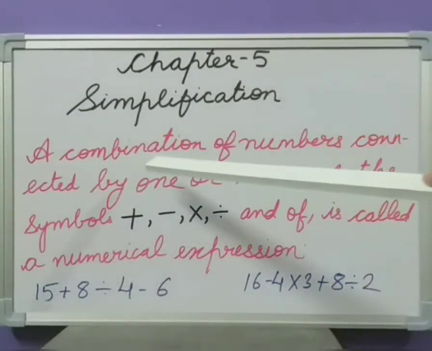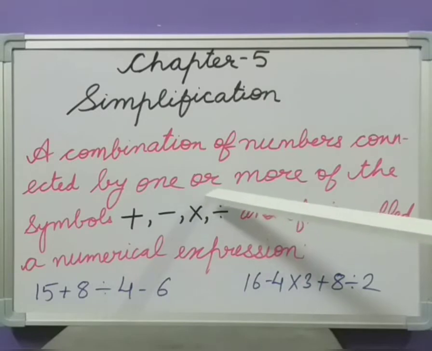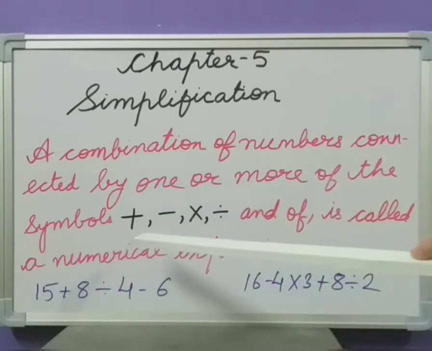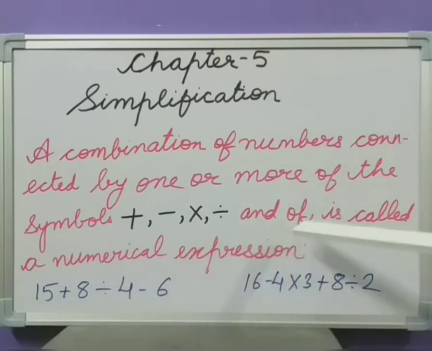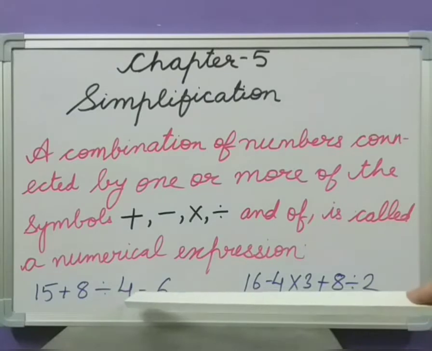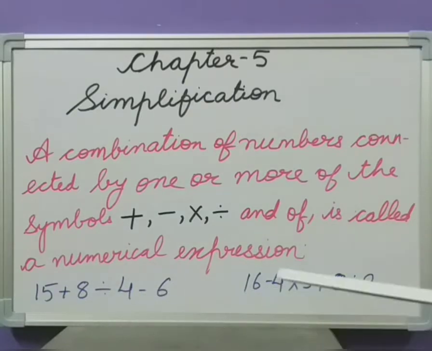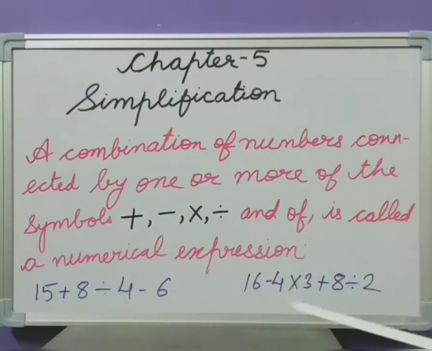A combination of numbers connected by one or more of these symbols, that is plus, minus, multiplication and division, and of, is called a numerical expression. Now we have seen numbers connected with different symbols. So these type of expressions are called numerical expressions, and we have to simplify them.